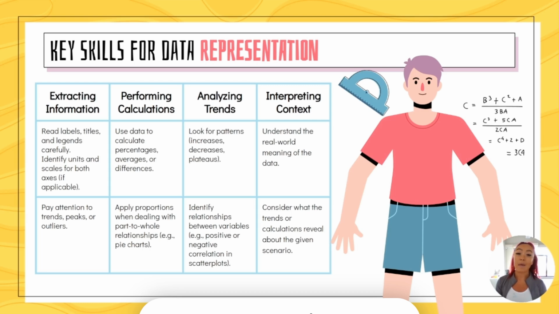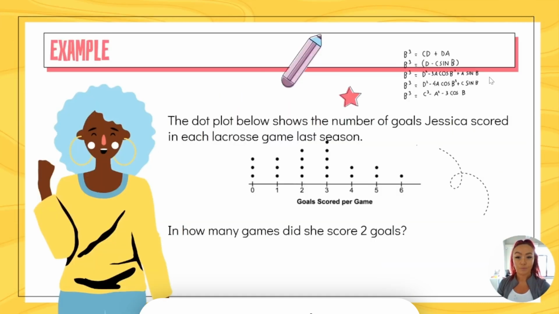You should be able to analyze trends by looking at diagrams, by looking for patterns, whether they're increasing or decreasing, and identifying relationships between two variables. And you should also be able to interpret the context, right? You want to be able to relate the information in these diagrams to the real world context in the scenario. So let's take a look at an example.